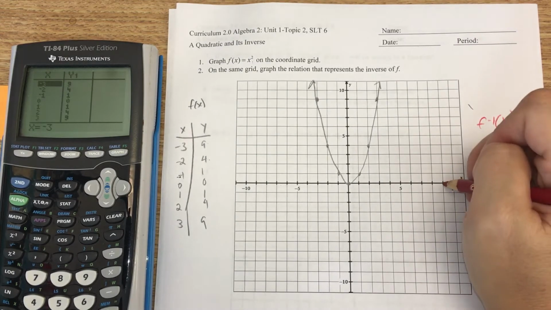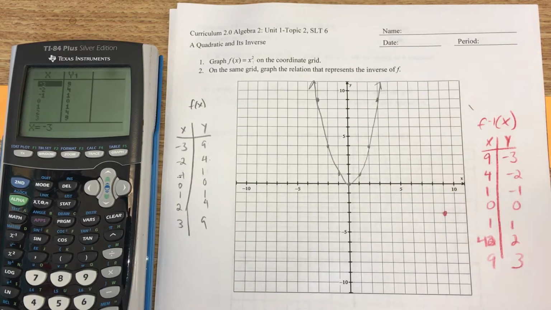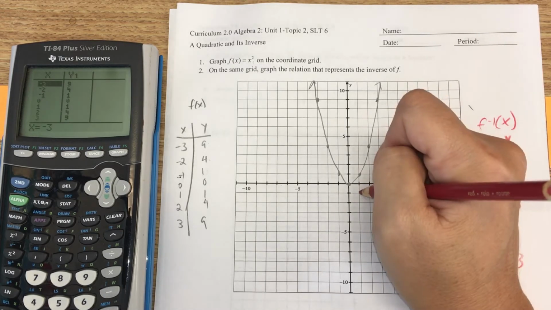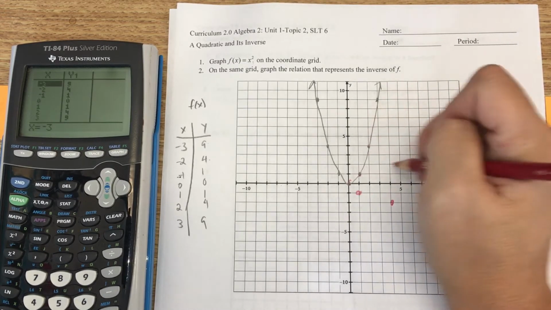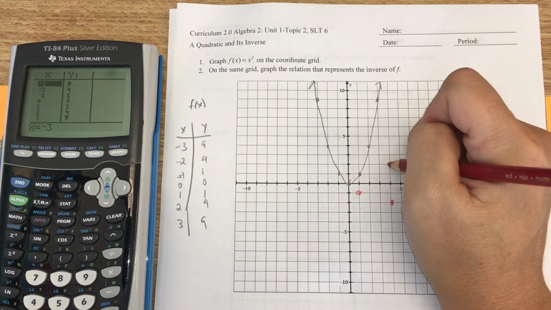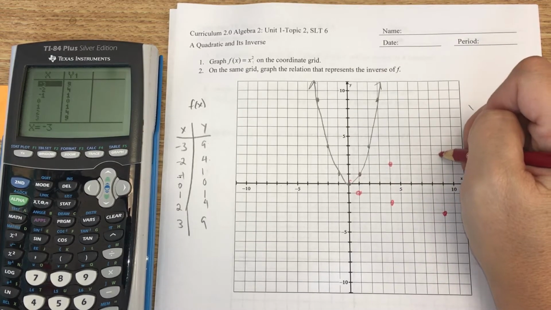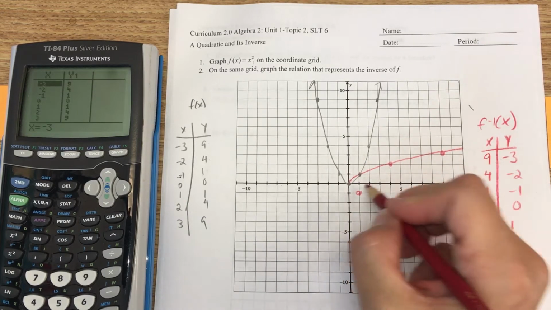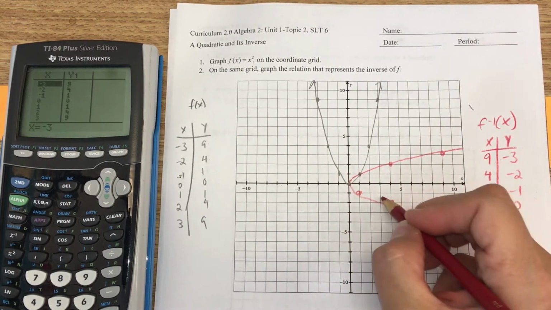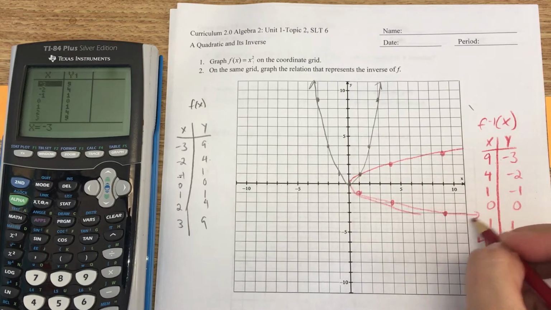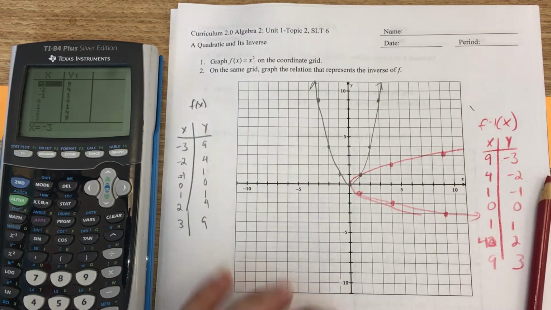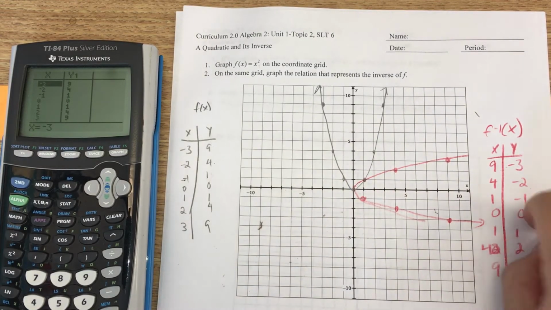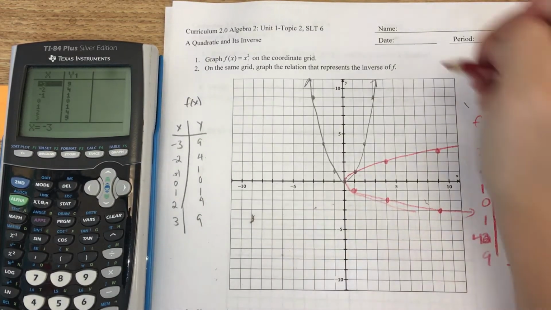So I've got 9, -3, 4, and again, I didn't need my calculator for that either. And there's, oops, I missed a little bit. So there's the inverse.